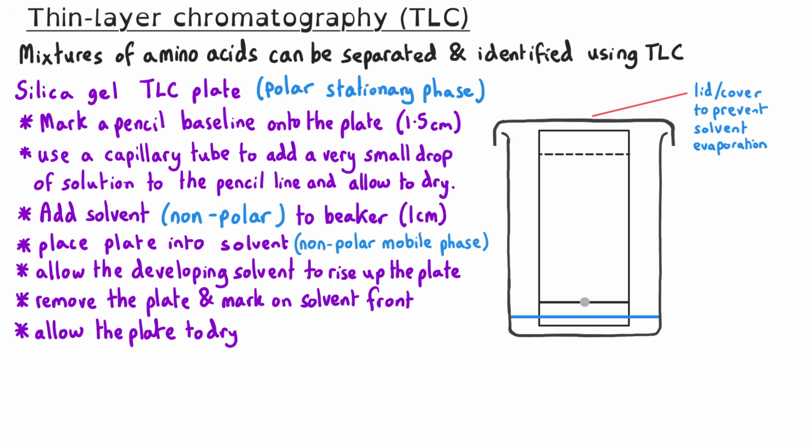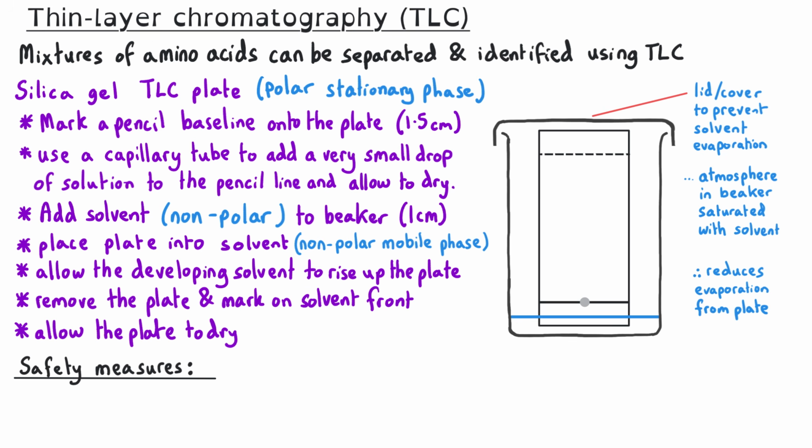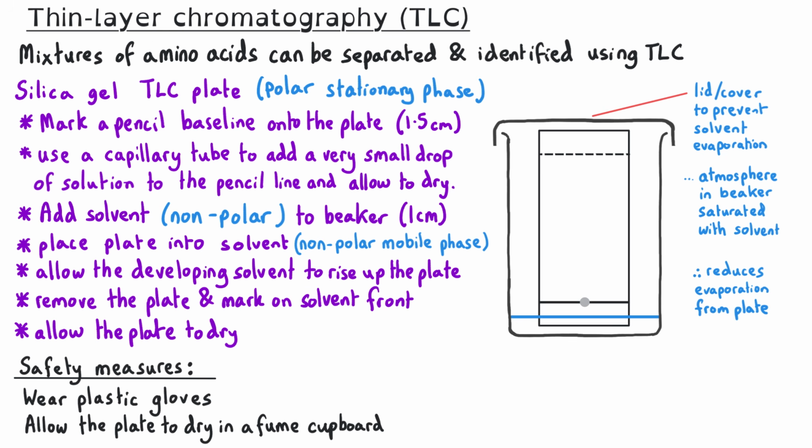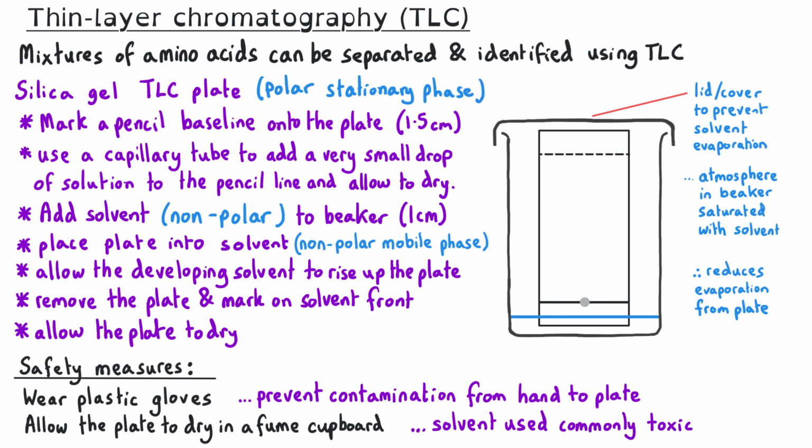During TLC, we should use a lid or cover to prevent the solvent from evaporating, which means that the atmosphere in the beaker would be saturated with the solvent, and this will reduce evaporation of the solvent from the plate. Two important safety measures when carrying out TLC would be to wear plastic gloves in order to prevent contamination from hand to plate, and also to allow the plate to dry in a fume cupboard, since the solvents used are commonly volatile, which means they will evaporate easily, and the solvents can be toxic.